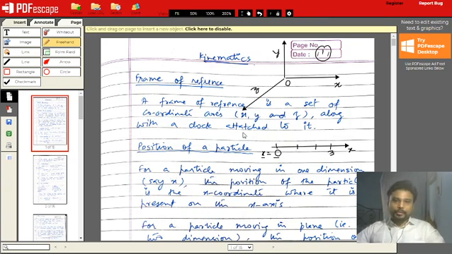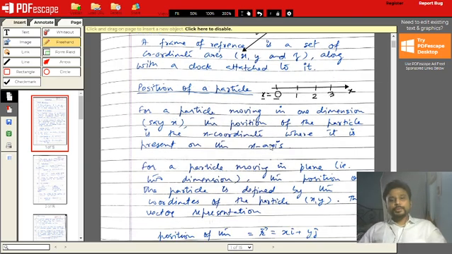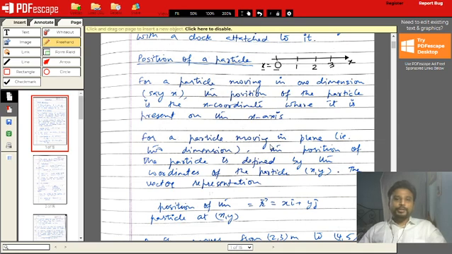When the particle goes from x equal to 0 to x equal to 1 to x equal to 2, we say that the particle is getting displaced and its position is changing from x equal to 0 to x equal to 3. So this value x is called the position of the particle. Now what if the particle is moving in 2 dimensions? Then we require two coordinates to signify the motion of the particle, that is x comma y.